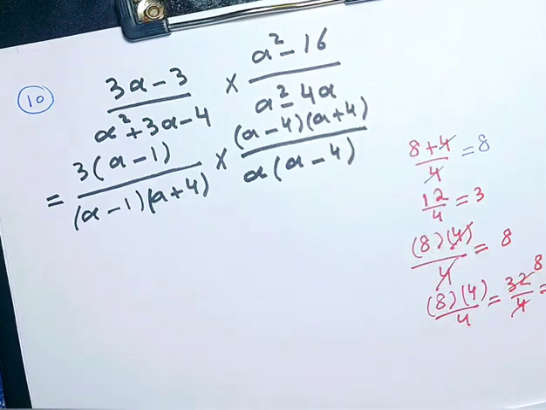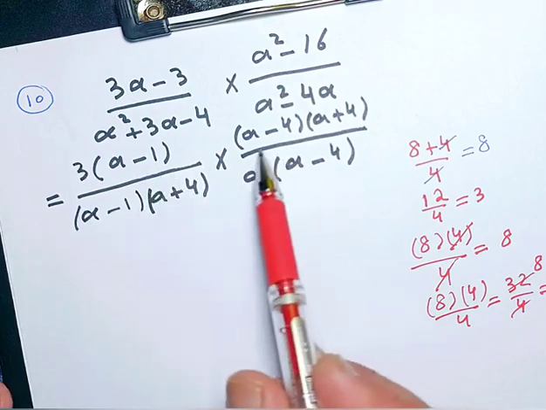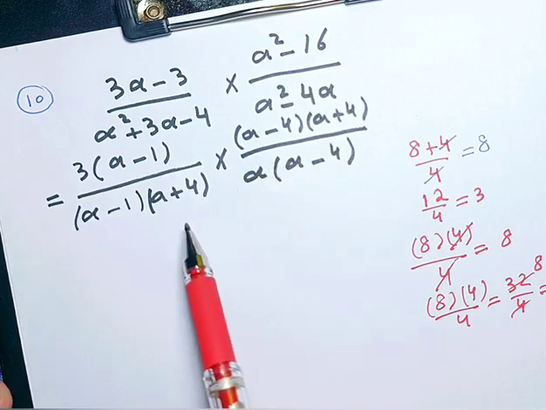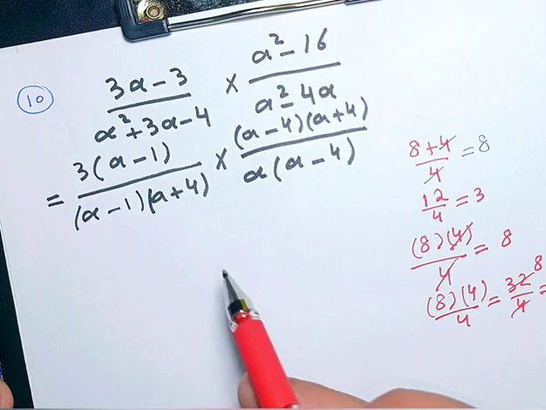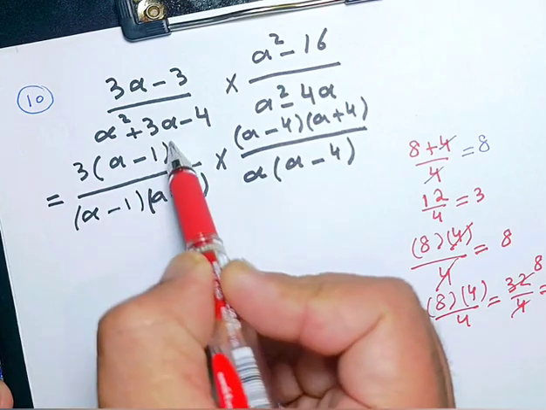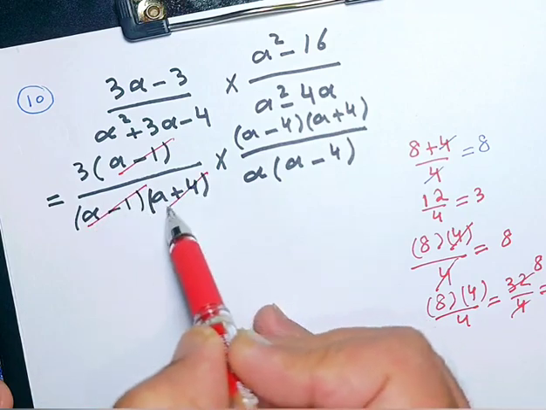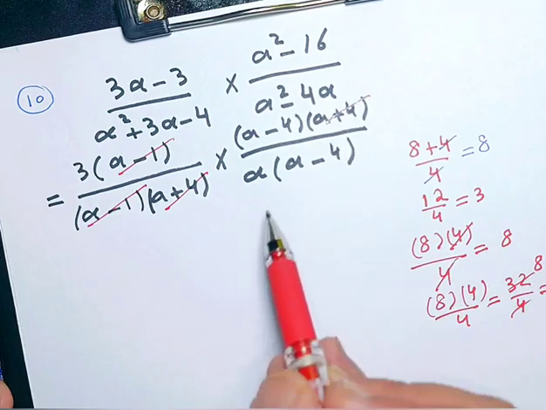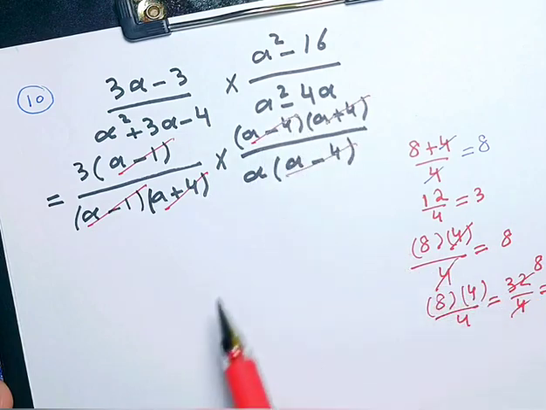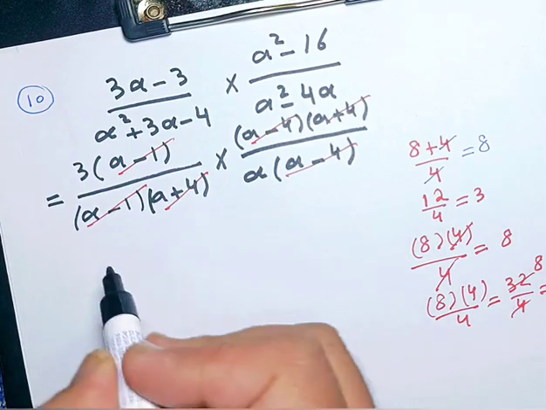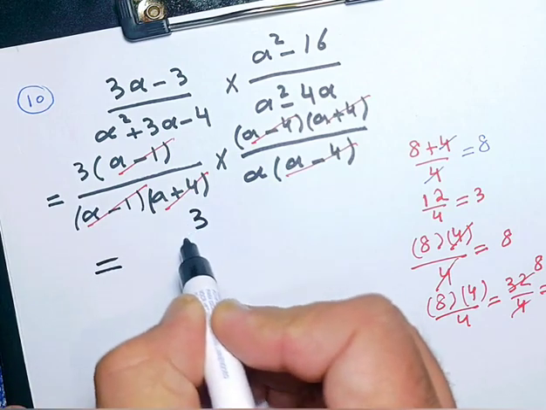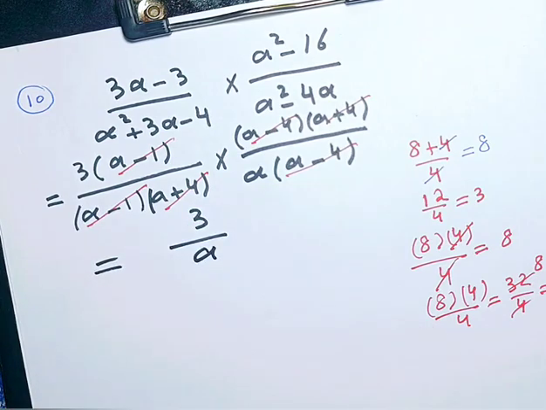Now I can cancel out because now all the terms are in multiplication form. Now cancel out identical brackets. A negative 1 cancels with a negative 1, and these two are identical, and this one cancels out with this, and we're left with only on top 3, at the bottom is a. So 3 over a, this is my final answer.